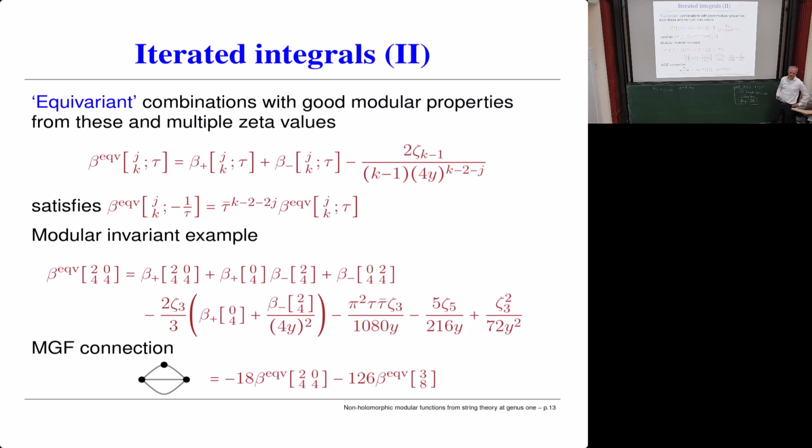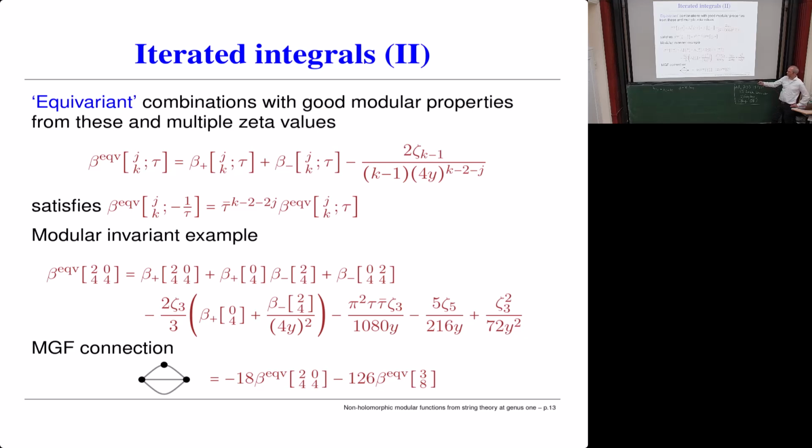So why is this the right combination to build in order to have something that is modular invariant? This function here, this combination, is actually fully modular invariant. And I will try to explain in the following the systematics of how you build these combinations and where they come from.